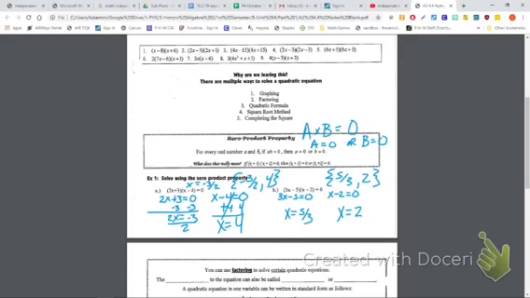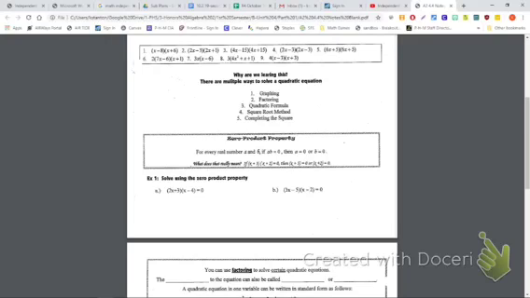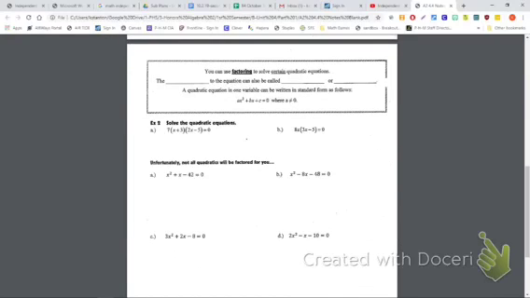Okay, let's go down. You can also use factoring to solve certain quadratic equations, okay? We talked about this the other day on the graph. When the graph crosses the x-axis, those are what we call our solutions to the equation, okay? And the other day, we called those our roots or the zeros. Roots or zeros.